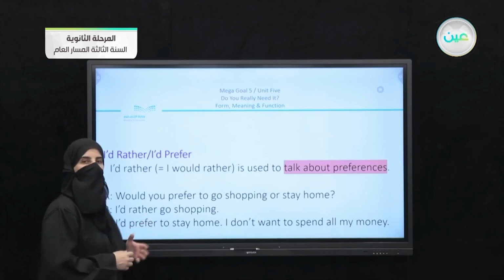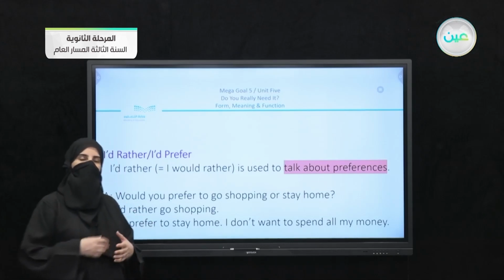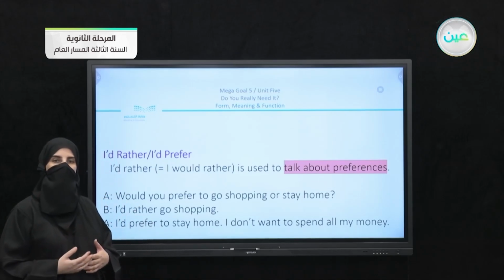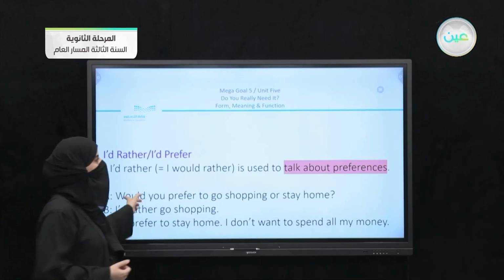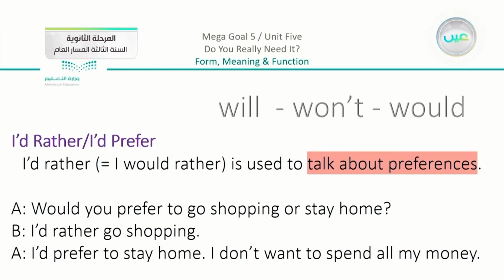Now we can add something else. Since we are talking about will in the future, and we did mention something about won't, that is the negative part, we are going to add also would, which is in the past tense. So we have here would is the past of will. Now we are going to use this form as well, but here I am going to use it with either rather or prefer.